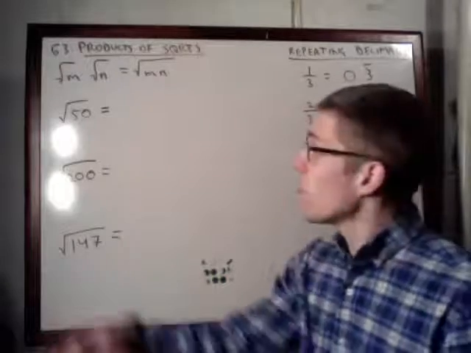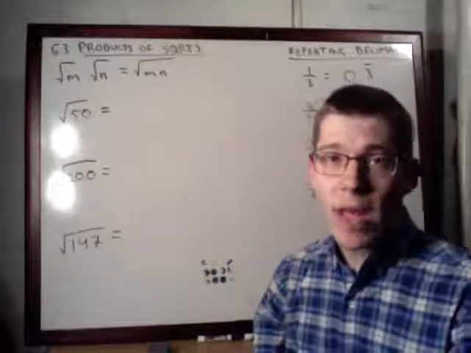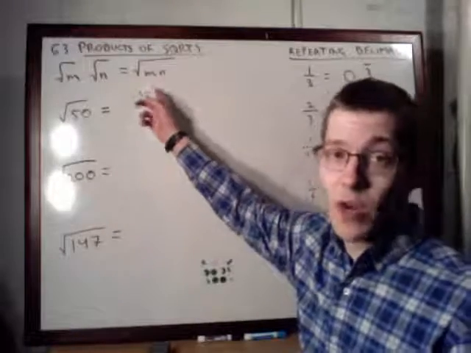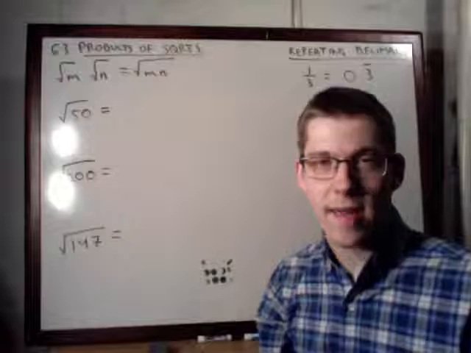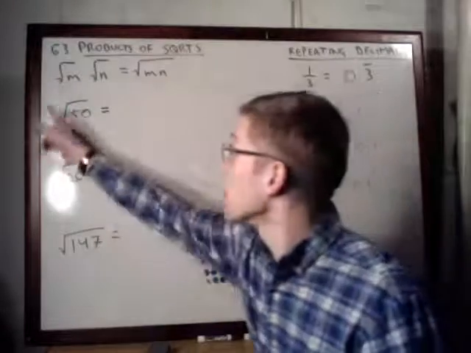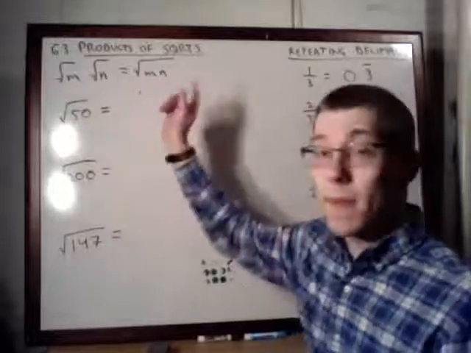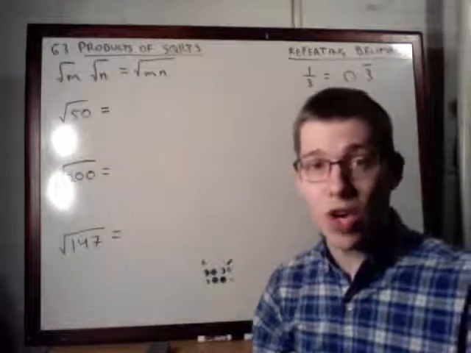So anytime that we have two square roots being multiplied to each other, that's always going to be equal to having those two numbers multiplied to each other and then taking the square root of that. It doesn't matter which order you do it in, whether you take the square roots of the numbers first and then multiply them together, or whether you multiply them and then take the square root. Those are going to be equal to each other.